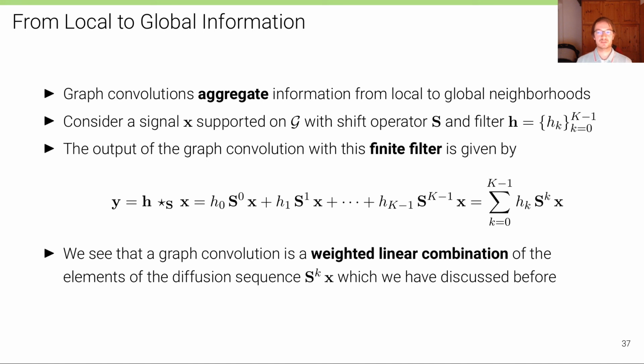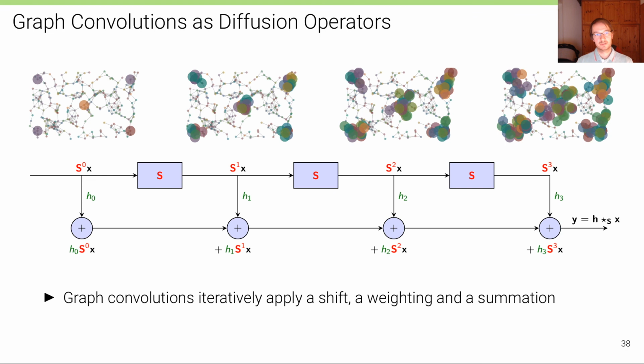We are just performing a weighted linear combination of these s^k x. Each s^k x serves as a feature, and we're doing a weighted linear combination of those. We can also visualize this operation using a block diagram. We've seen that graph convolutions iteratively apply a shift, a weighting, and a summation, so we can write it in terms of a block diagram that applies a shift, a weighting, and a summation.